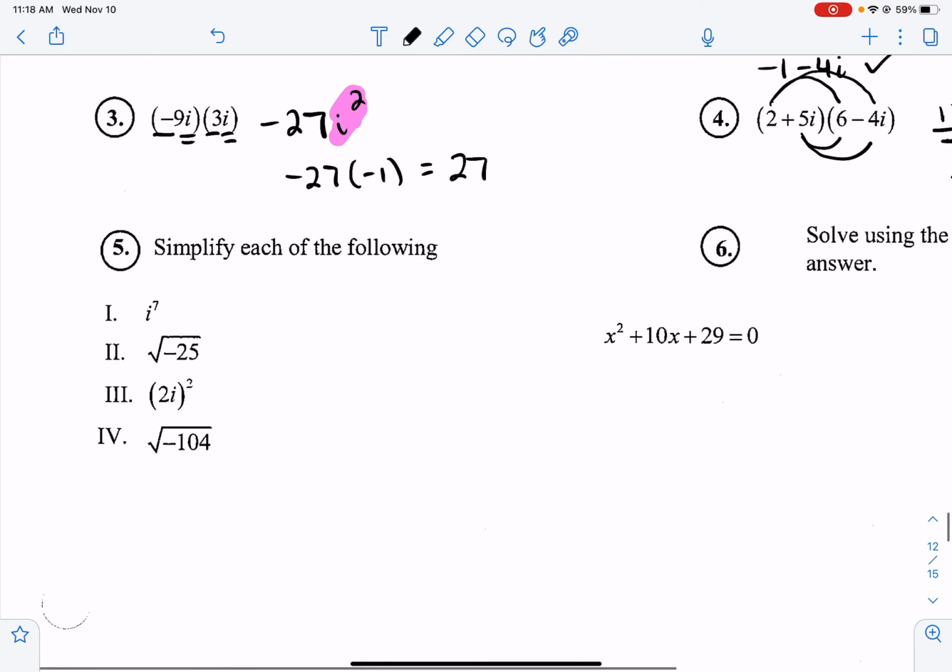Okay, number 5. A few more interesting things and then some application to more.